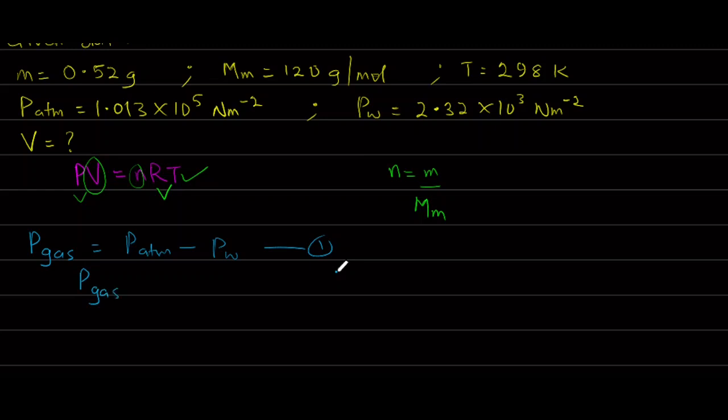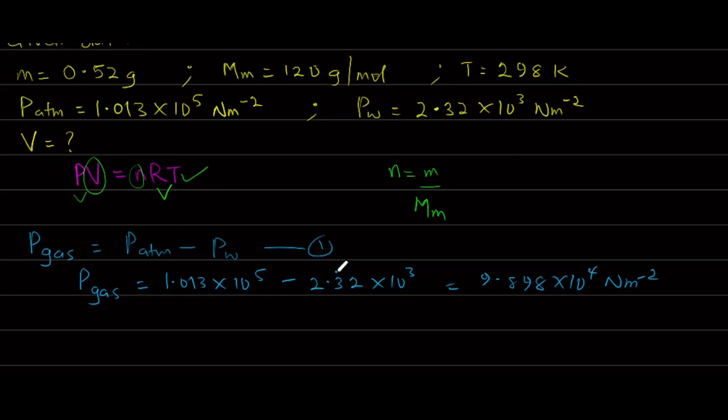Pressure of gas is going to be, pressure of atmosphere is given as 1.013 exponential 5 minus 2.32 exponential 3. So we solve for it. We are going to have 9.898 exponential 4 in Newton per meter square. That is the pressure of the gas.